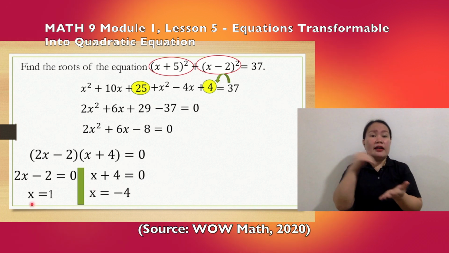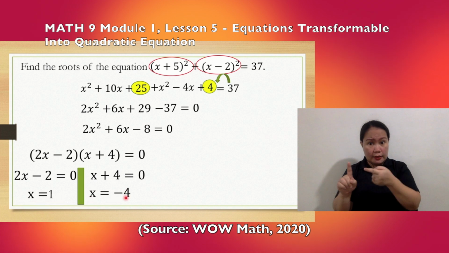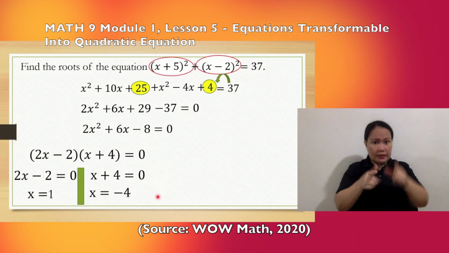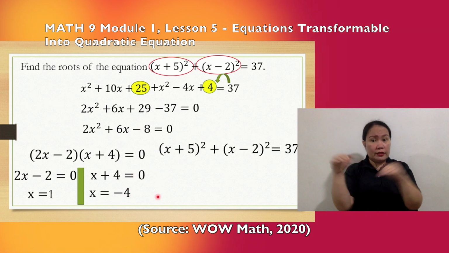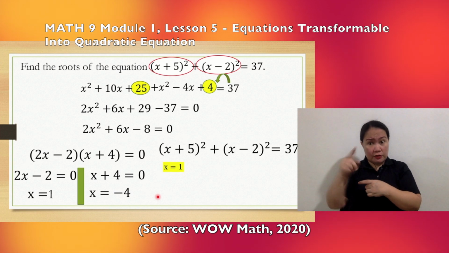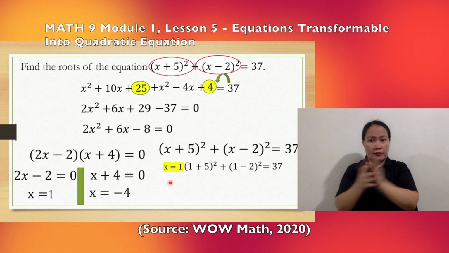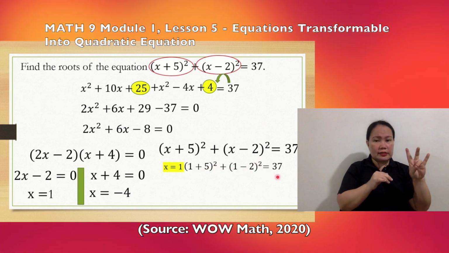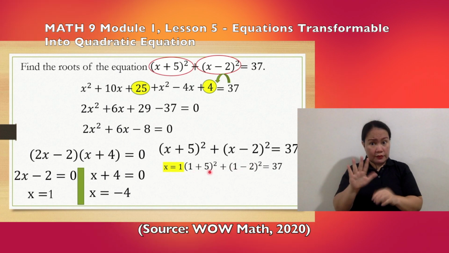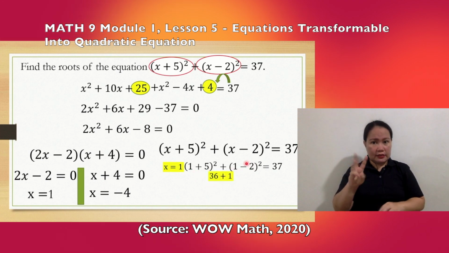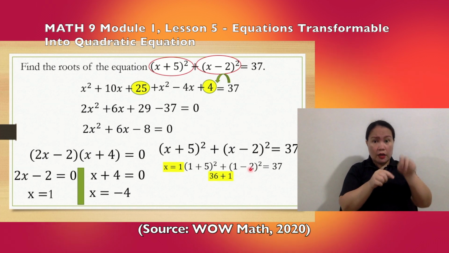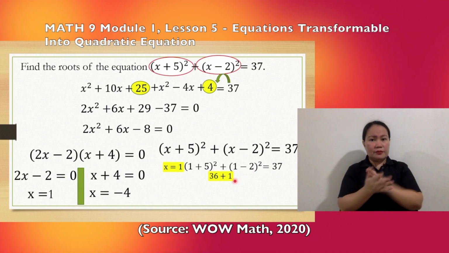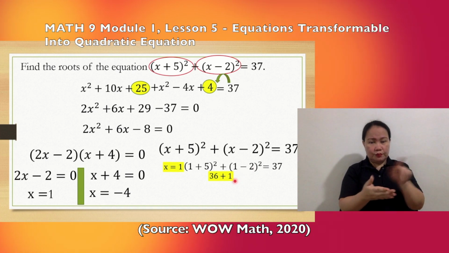Again, para ma-check natin na ang positive 1 at negative 4 is a part of this equation, i-check natin using the original equation. So, this is the original equation. Unahin muna natin si positive 1. So, substitute si positive 1 sa original equation, and that is 1 plus 5 squared plus 1 minus 2 squared is equal to 37. So, 1 plus 5 is 6. 6 squared is 36. 1 minus 2 is negative 1. Negative 1 squared is positive 1. So, 36 plus 1 is equal to 37. So, this is true.